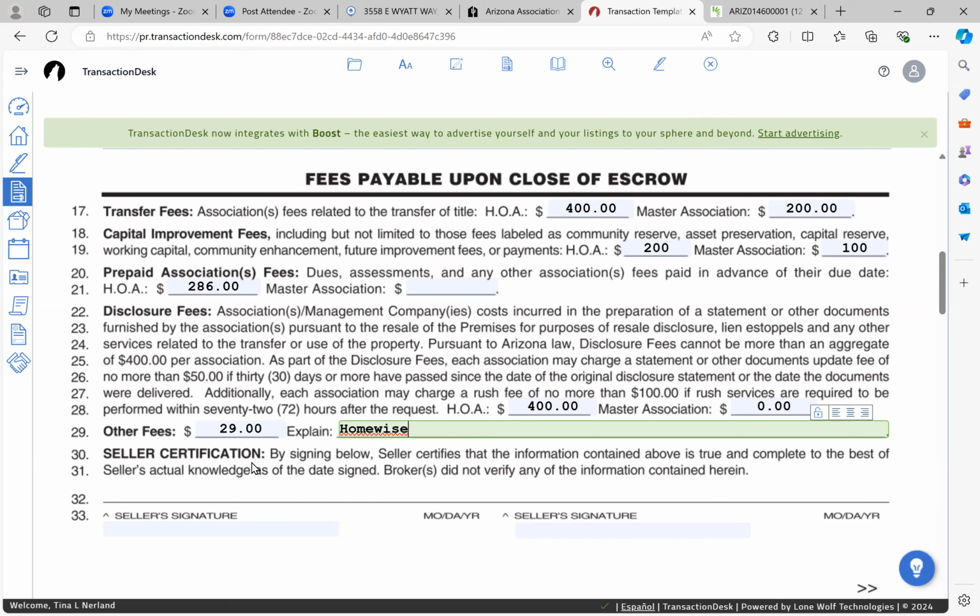Seller certification by signing below. Seller certifies that the information contained above is true and complete to the best of the seller's actual knowledge as of the date signed. Brokers did not verify any of the information contained herein. I mean, that kind of relieves us of anything, but I always say double check to make sure. But you don't have to per this. Seller signs this page and this page only.